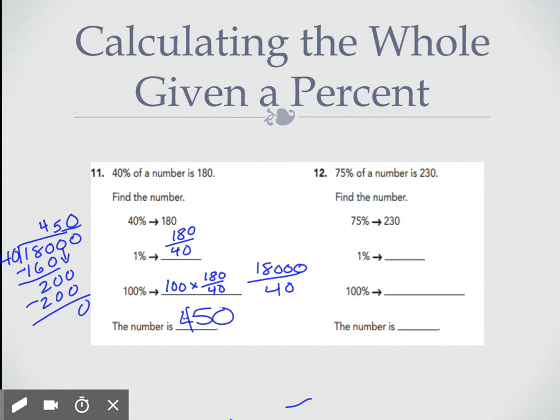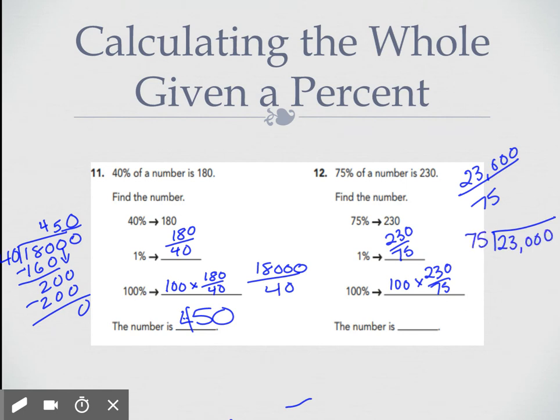All right, for number 12, 75 of 230. So I'm going to do 230 divided by 75, and then include that multiplying by 100. So I have 23,000 over 75. I need to perform long division just to figure out what that would be.